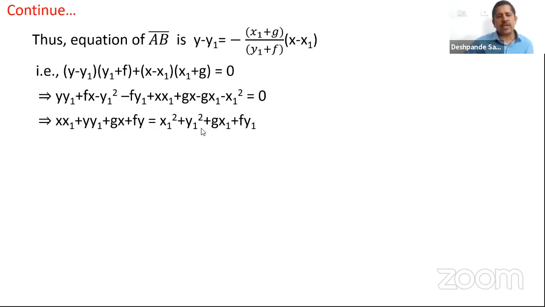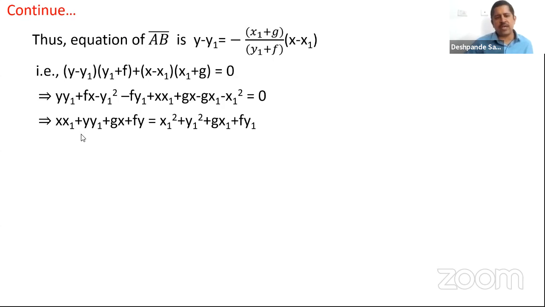So what is it you can do here? Now you can take this x x1, y y1, then you got g x, then f y. Remaining terms you can transfer to the other side. So it is x1 square, minus x1 square goes to the other side, plus x1 square. Then you got minus y1 square, goes to the other side, plus y1 square. Then minus g x1 goes to the other side, plus g x1. Then minus f y1 goes to the other side, plus f y1.